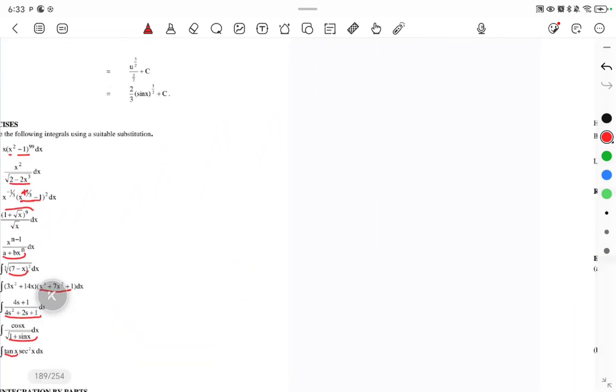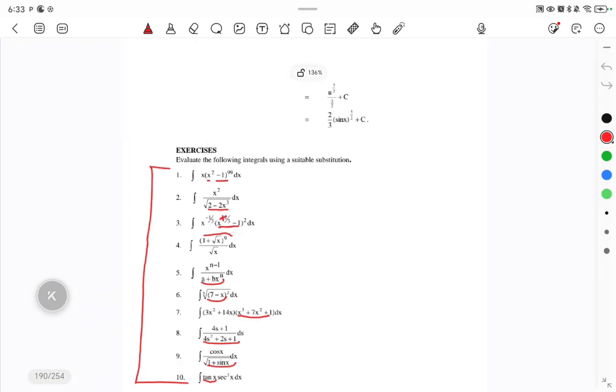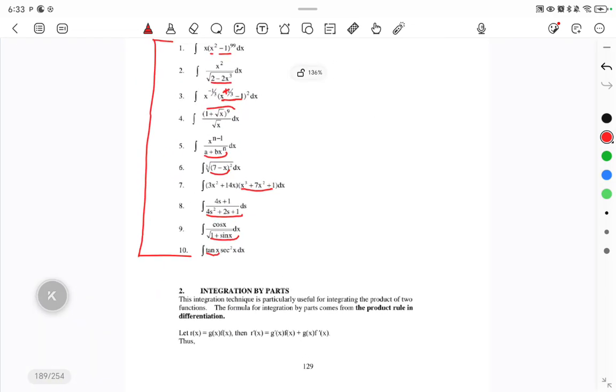So when it comes to integration by parts, they say that this integration technique is particularly useful for integrating the product of two functions. The formula for integration by parts comes from the product rule in differentiation. Now we want to reverse the product rule.